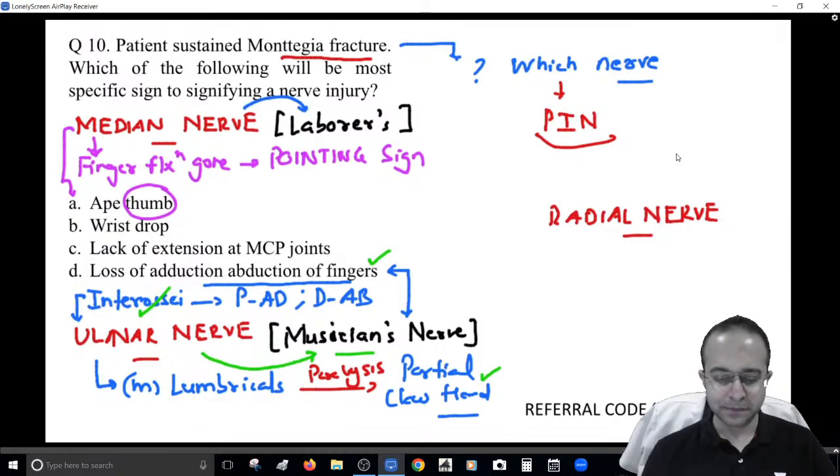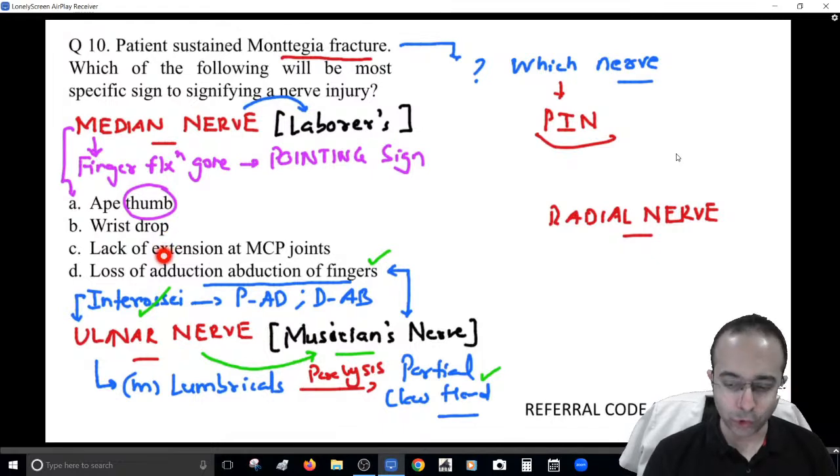So that means that the nerve that is gone over here is the radial nerve or its congener, the PAN, the posterior interosseous branch. But how do these signs help you to decide whether it is a case of radial nerve injury or PAN injury?